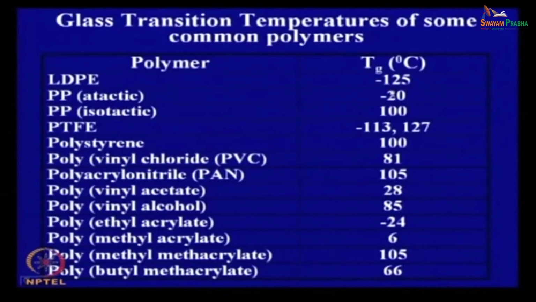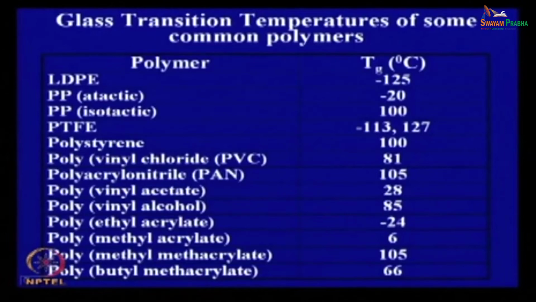If you see some value in some report, paper, journal, or book, it may be written minus 115 degrees. It is not wrong, but that value was reported from one particular experiment, while in a book you may see minus 125 degrees. Both are right. It gives you a general idea of the Tg values of different polymers. So, if you compare the Tg of polystyrene, it is 100 degrees, with LDPE at minus 125, it is high.